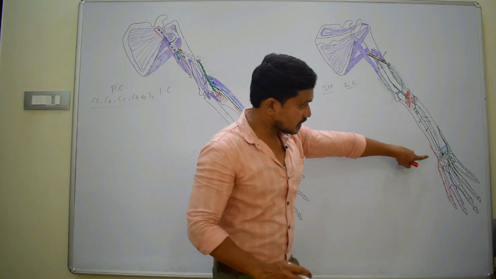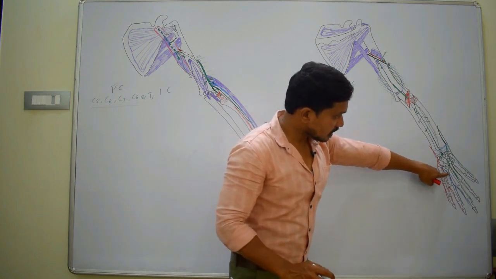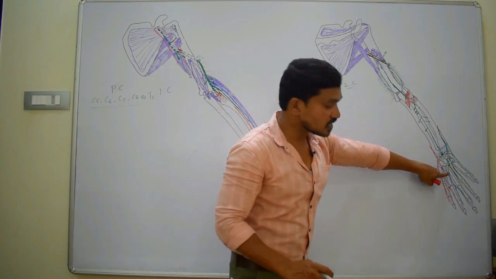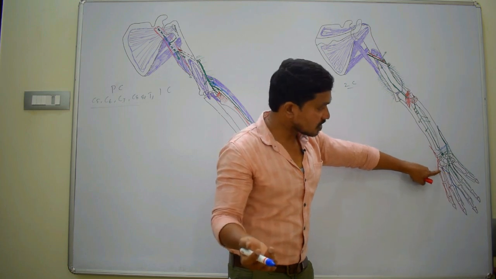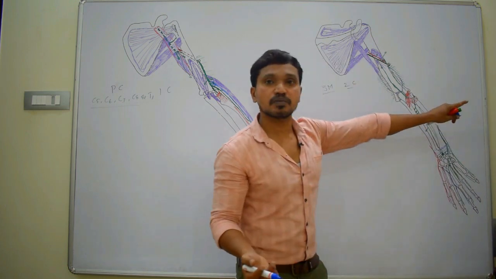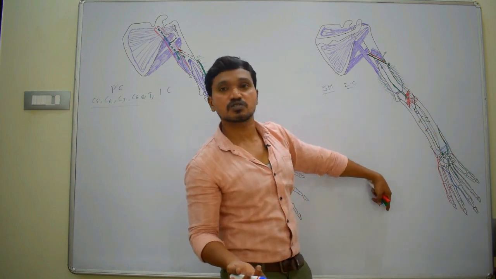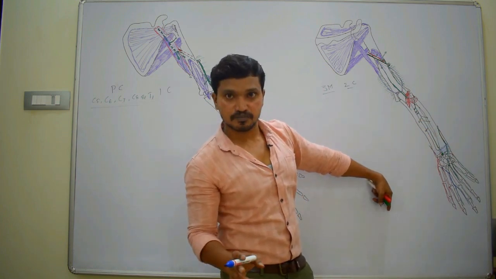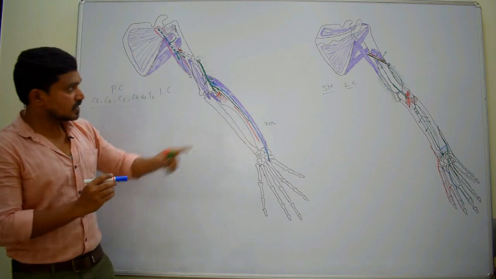Actually here, this common digital branch will be replaced by the branch of the ulnar nerve. Because of that, only the lateral 2.5 digits are supplied by the radial nerve, and the medial 2.5 digits will be supplied by the ulnar nerve. Then coming to the deep branch.